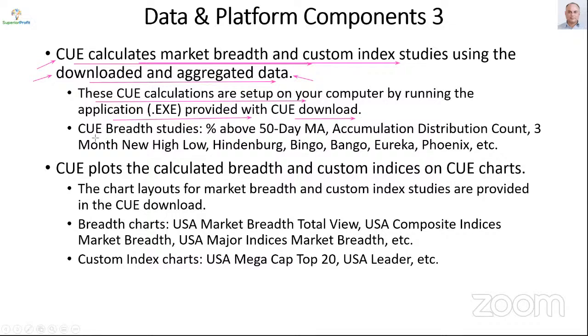What are these calculations? These are calculations for breadth studies like percentage above 50-day moving average, calculation of accumulation distribution count, 3-month new high low, or simple new high low, up down volume, advance decline. Those are also Q breadth studies. And then also HSI-like studies like Hindenburg, Bingo, Bango, Eureka, Phoenix.